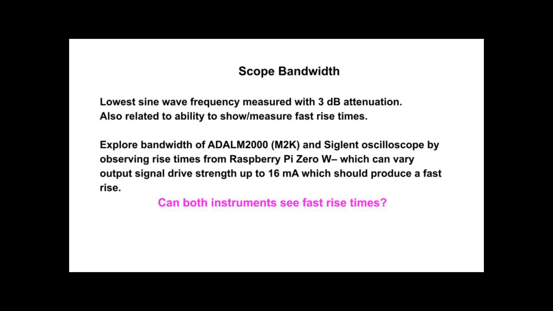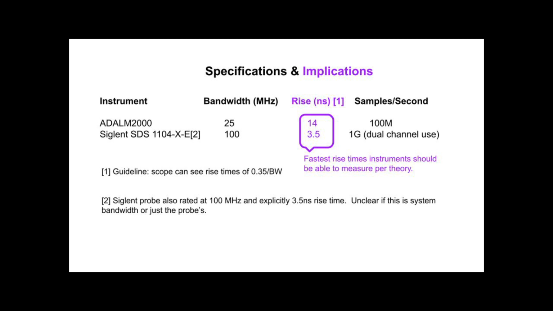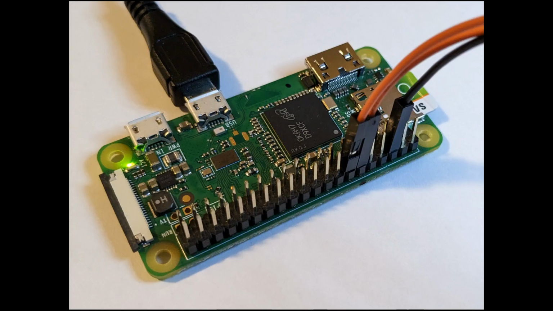and then we'll see if the rise times relate to the bandwidth in the way we expect. Theory says that the shortest rise time that a scope can measure is equal to 0.35 divided by the bandwidth of the scope, where the rise time is measured in seconds and the bandwidth in hertz. Our Siglent oscilloscope has a rated bandwidth of 100 MHz. That suggests that the shortest rise time it can measure should be about 3.5 nanoseconds. The M2K's rated bandwidth is 25 MHz, and that suggests that the shortest rise time it can measure should be about 14 nanoseconds.